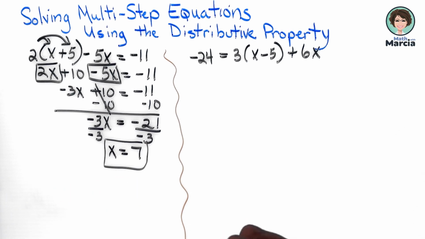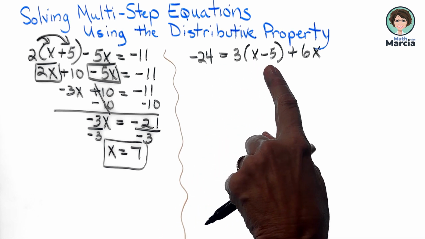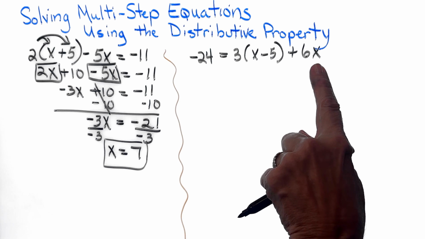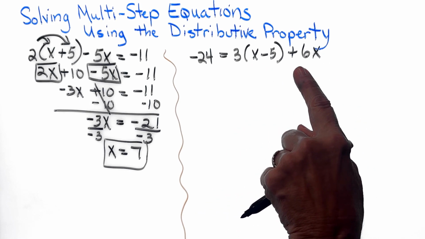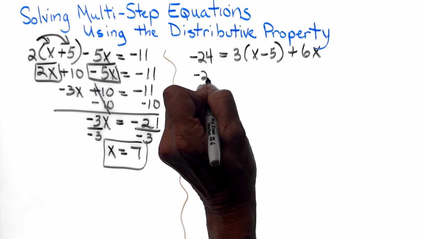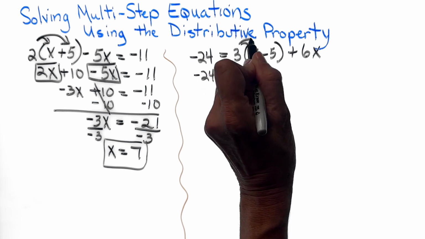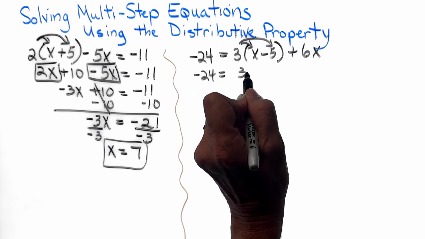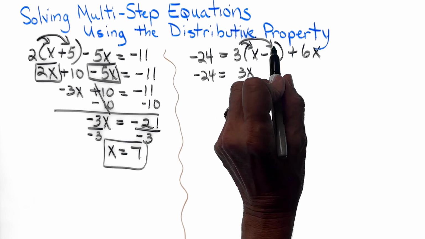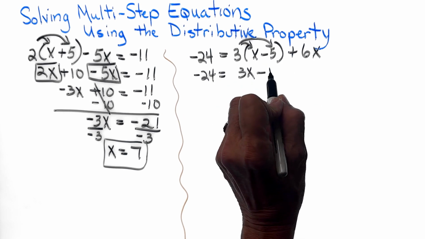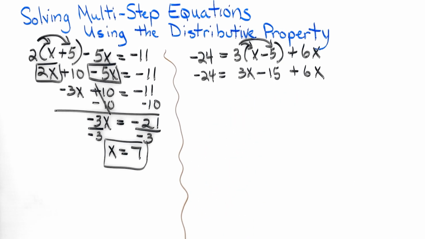Let's look at the next problem. Negative 24 equals 3 times the quantity of x minus 5 plus 6x. Again, we're going to have to simplify, this time the right side of the equation. We'll start with the distributive property because we always must start with the distributive property. And 3 times x is 3x. 3 times a negative 5, I'm thinking about that being a negative 5, is a negative 15 plus 6x.